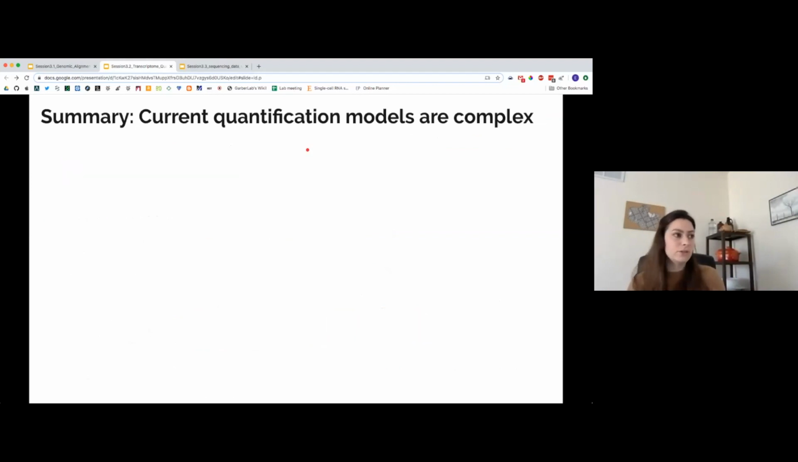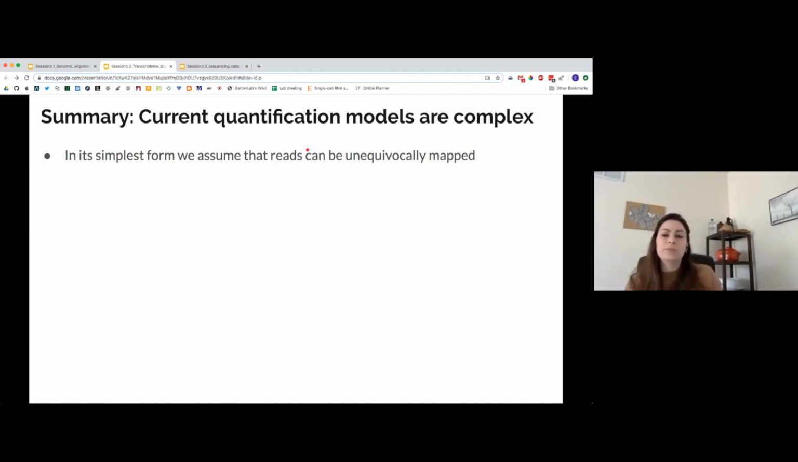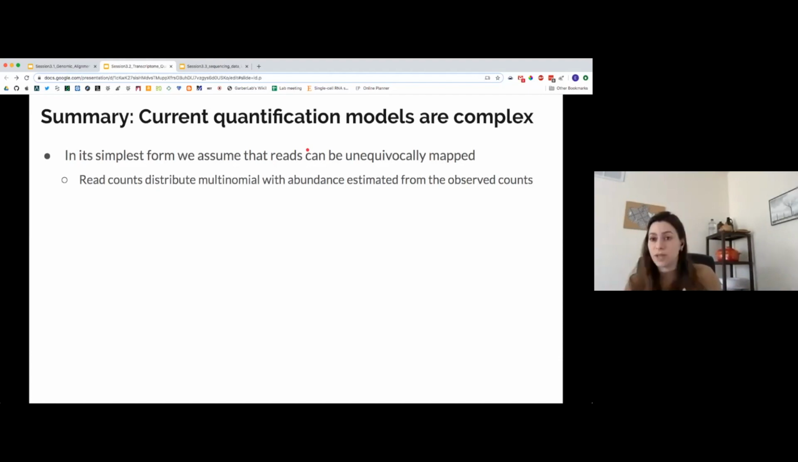All right, so to summarize, I just wanted to show you that the current quantification models are complex. They take a lot more into consideration. It's not just counting which reads align to the genes. In its simplest form, we can assume that the reads are unequivocally mapped. We only have one origin for them. In that case, you could use the binomial for a single gene, and the read counts will be distributed multinomial for several genes, with abundance estimated from the observed counts. But when this assumption breaks, the multinomial is no longer appropriate.